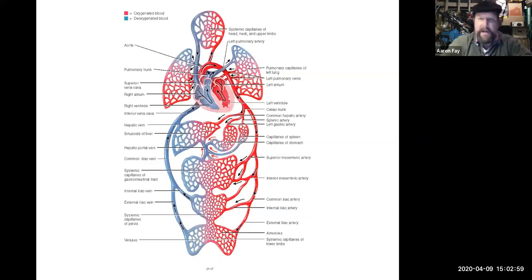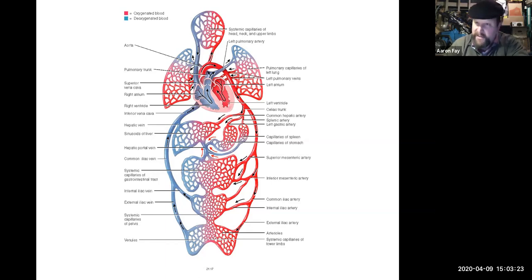Okay, this is a very useful image because it's showing you both the systemic and pulmonary circuits in a very generalized way. So this is particularly good at telling you which major organs are going to be serviced by which major arteries and veins, right? And it ties in the heart. So this is a good big picture image to start with.